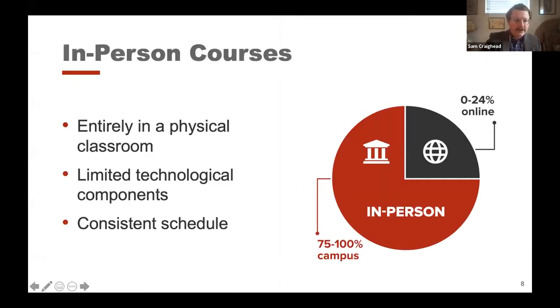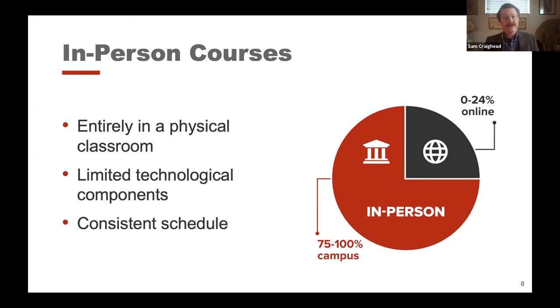So starting here, in-person courses, this is what we're probably all the most used to. It's probably what most of our education has been like. I assume I don't need to spend too much time explaining what it means, but again, it's entirely in a physical classroom. The requirements for technological components are lower, right? There's not an expectation that you have to use technology in some way if you're meeting in person. Your class could be entirely designed around having discussion in a circle, just depending on the course, right?